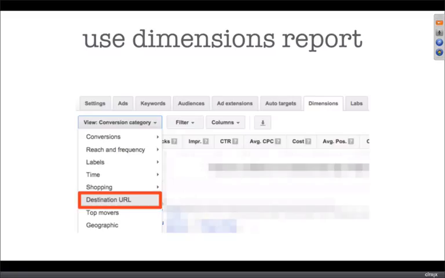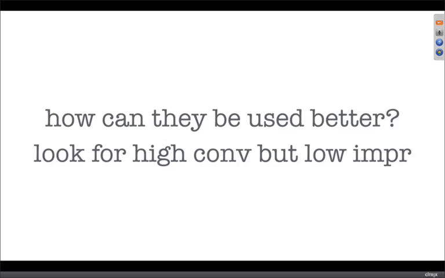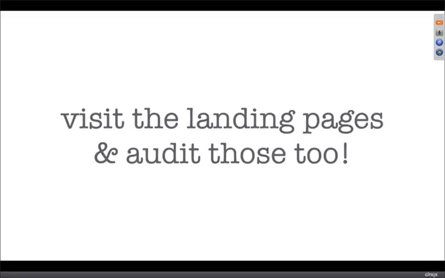Destination URLs. What are the questions I'm asking myself here? How can I use them better? So I'm looking for those high converting pages, but with low impressions. So what's working well, but I'm not using it enough? Where can I change my ads, push my traffic to better, different landing pages in the account? And again, you're not going to do this every week, but this might be a monthly, maybe even a quarterly thing, depending on how much time you've got available. But visiting those landing pages, to better understand where you're sending all of this traffic.